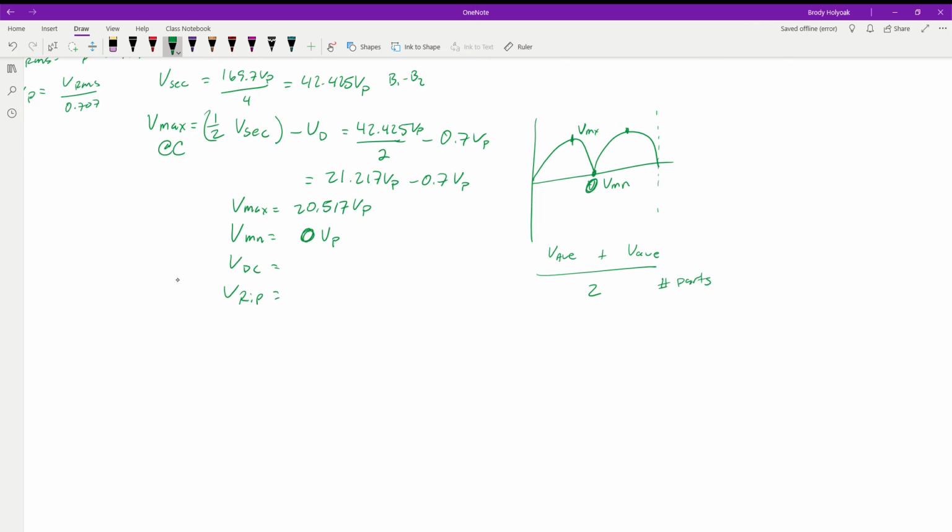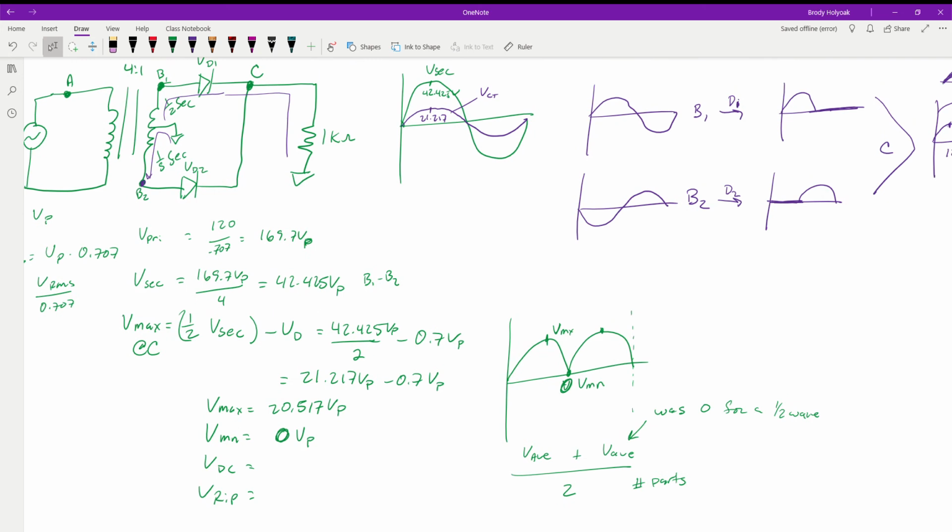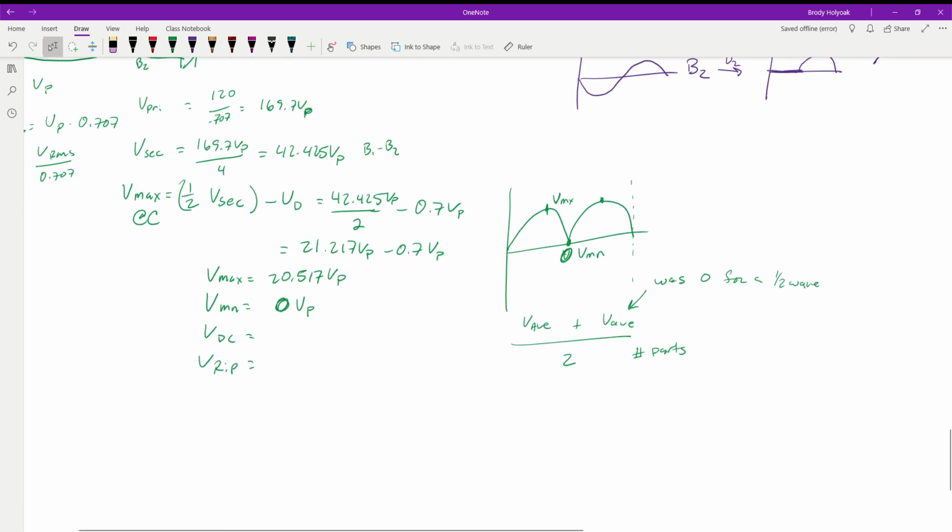Before, this value was 0 for a half wave, so we could ignore it. But now that we did this, we have the exact same value because we split the thing in half. We're going right off the center tap. If we had a different one, we could adjust that down there and this would affect the average. We'd put these values in here.